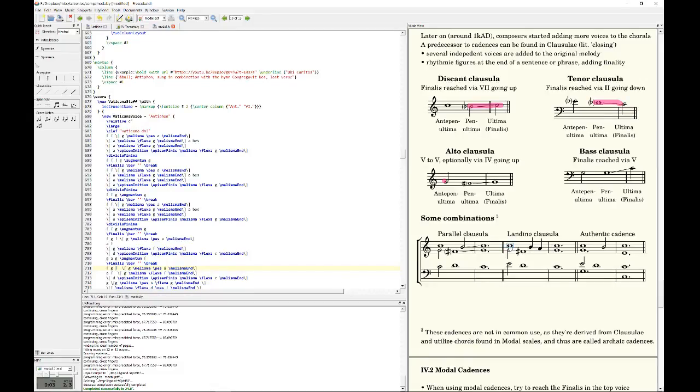And there is a multitude of clausulas, and here are just some examples. Next one would be the Landino clausula, which is almost the same as the parallel clausula, but the soprano voice actually forms a perfect fifth with the tenor voice for a second, and then resolves into the root. And that sounds like this.